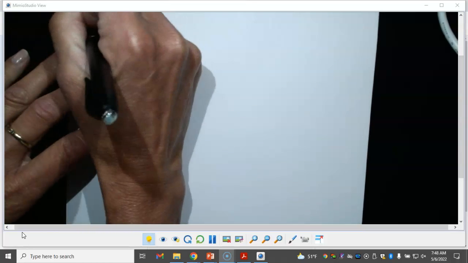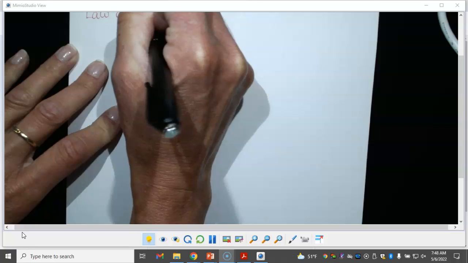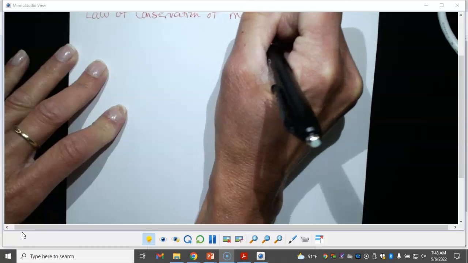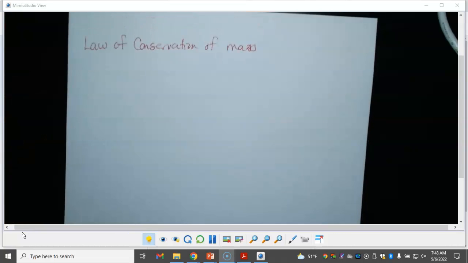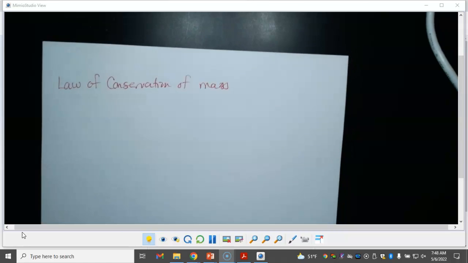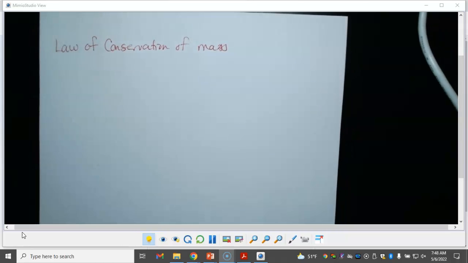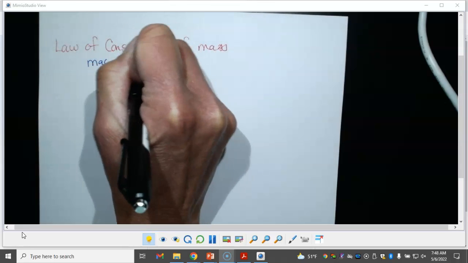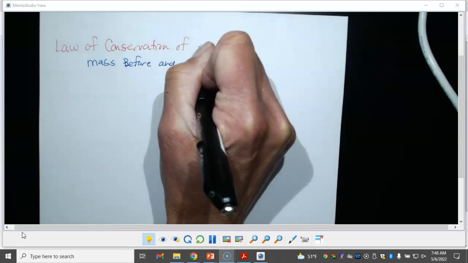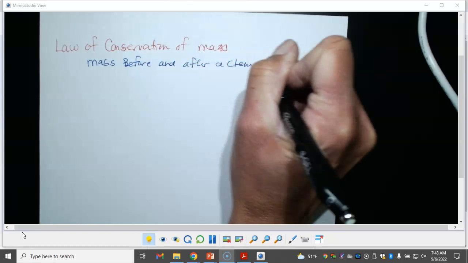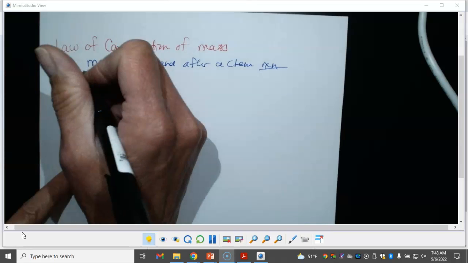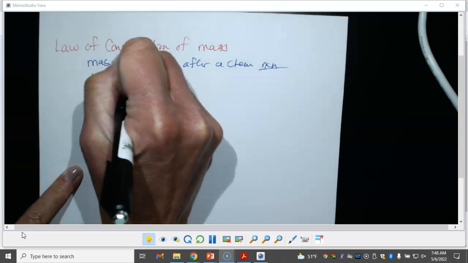So, quick reminder, law of conservation of mass. And there we go. Okay, law of conservation of mass says mass before and after a chemical reaction. RXN means reaction. I use that a lot, it's easier to write. Mass before and after a chemical reaction must be equal.